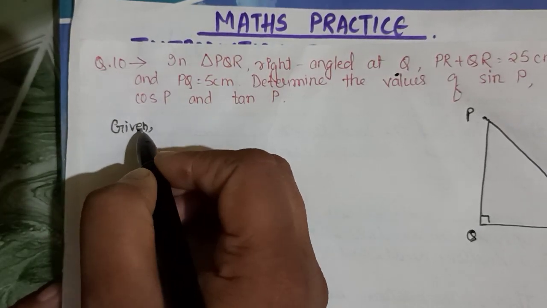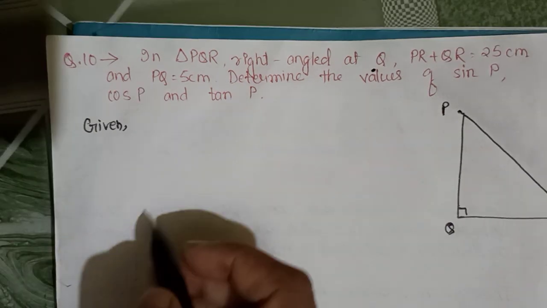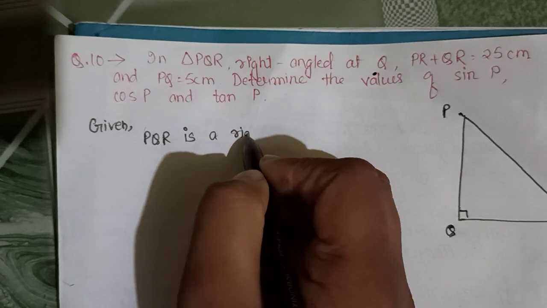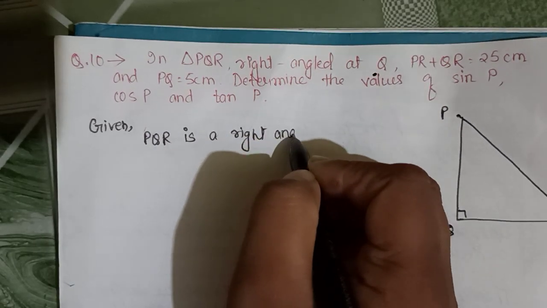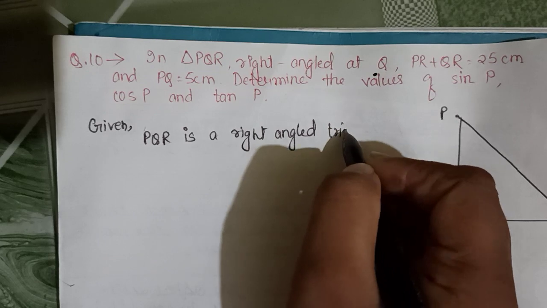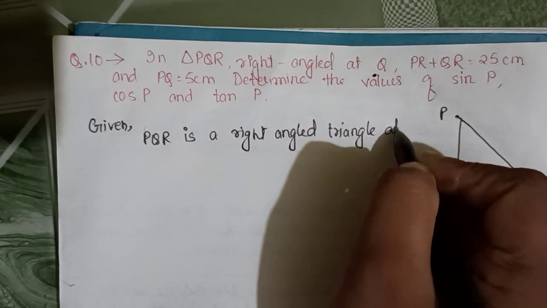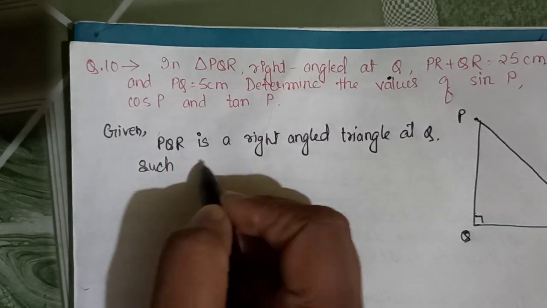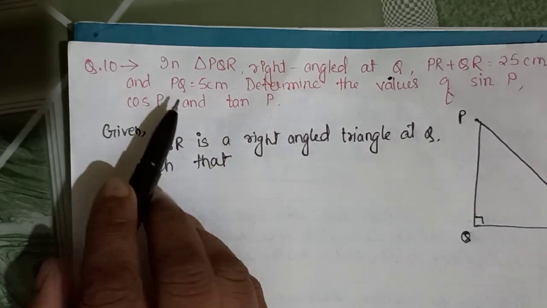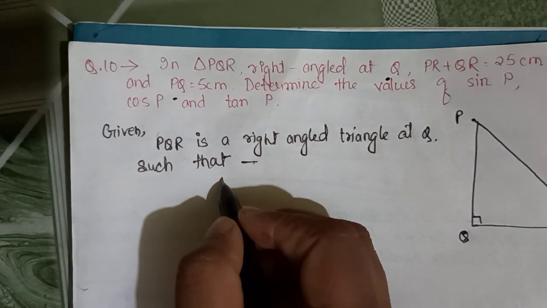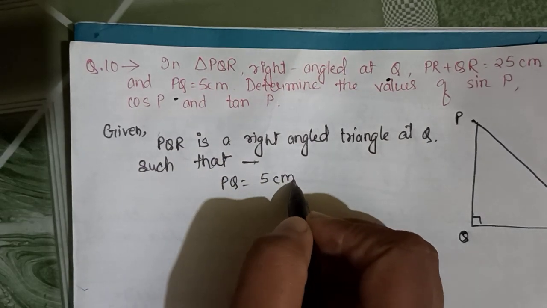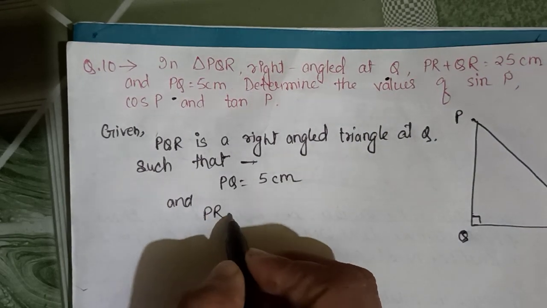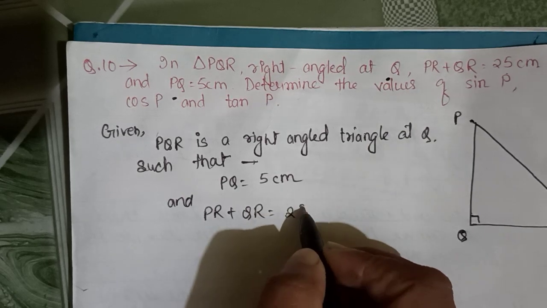Given PQR is a right angled triangle, right angle is at Q, such that PQ equal 5 cm and PR plus QR equal 25 cm.